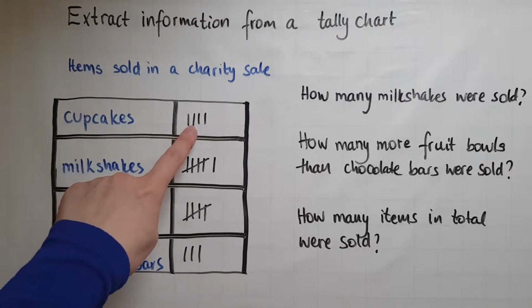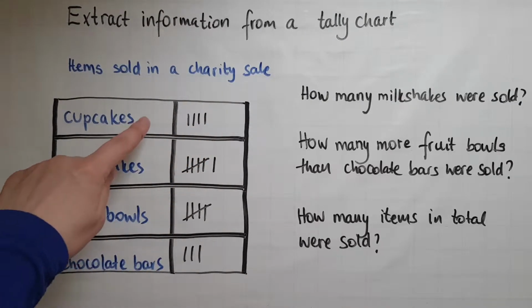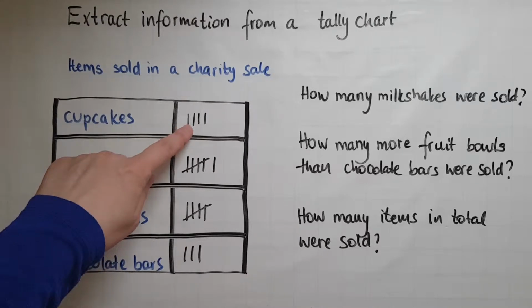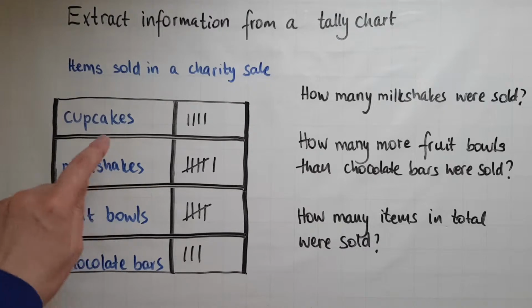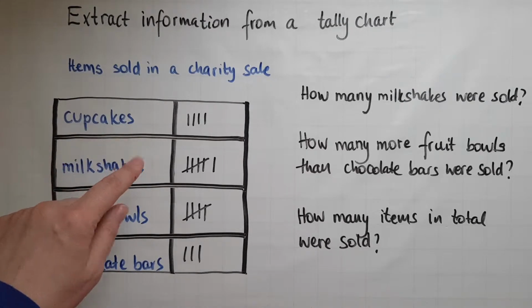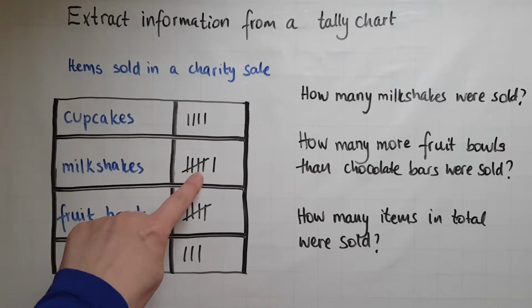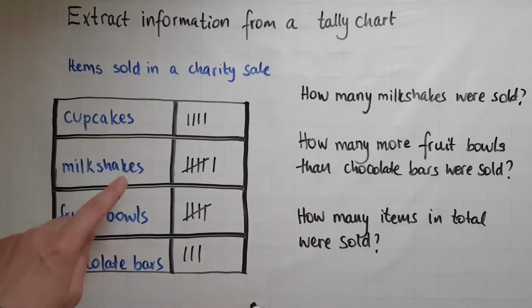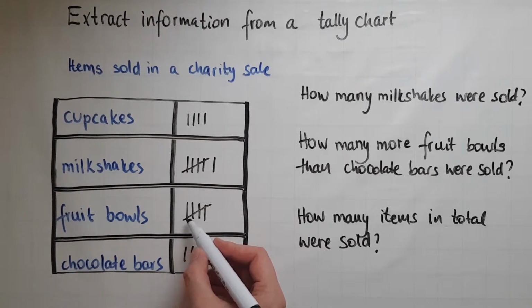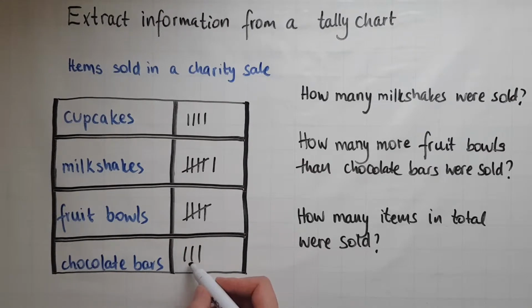The number of marks here shows how many of each item were sold. So we've got 1, 2, 3, 4 marks, which suggests there were 4 cupcakes sold. We've got 1, 2, 3, 4, 5, 6 milkshakes sold, and we've got 1, 2, 3, 4, 5 fruit bowls sold, and 1, 2, 3 chocolate bars.